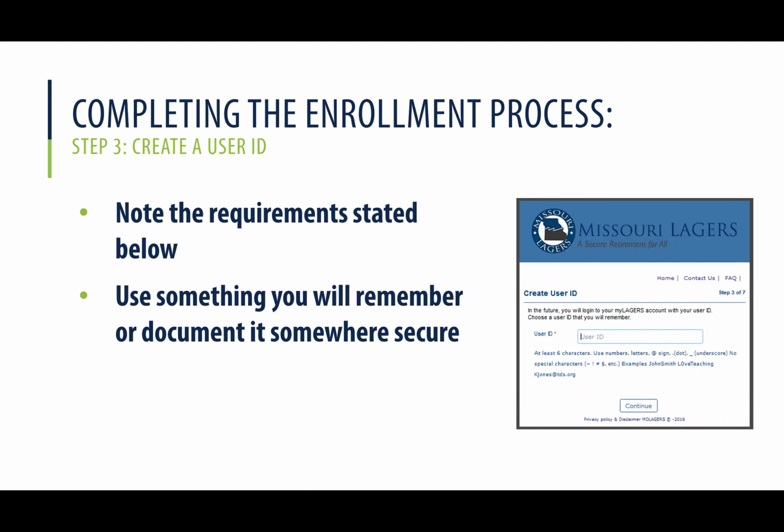So here you are going to give us a user ID. You can make it really whatever you want, but it does have to meet some certain criteria, and that is listed below the user ID box. It has to be at least 6 characters. You can use numbers, letters, @, etc. It gives you all the requirements there. So as long as it fits those requirements, you're golden.